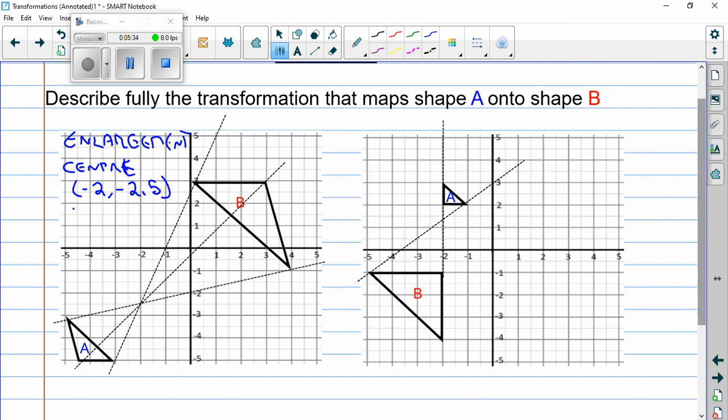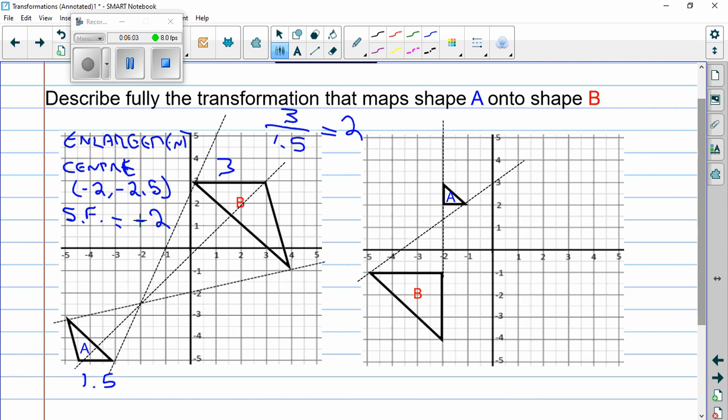And our scale factor, well, let's just pick one of our sides. I'm going to pick the only side that is easy to measure, which is this. So we have 3, and down here we have 1.5. So we're going 3 over 1.5, which is 2. So our scale factor is 2 and negative.